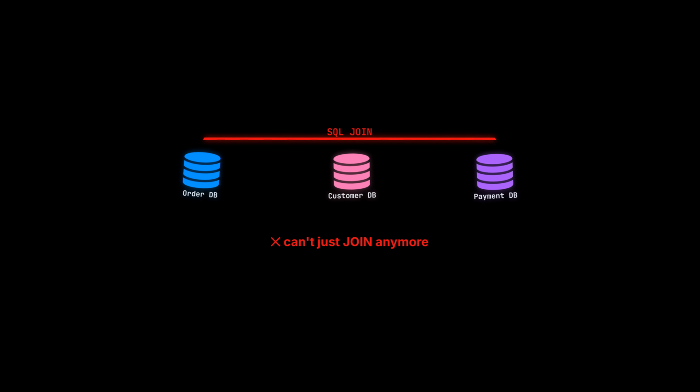But there is a catch. Saga quietly creates a brand new problem. Your order data, your customer data, your payment data all live in different services now. So when your UI needs all of it in one single response, you can't just write an SQL join anymore. So how do you answer a complex query when the data is scattered across your whole system? That is exactly what we're solving next.